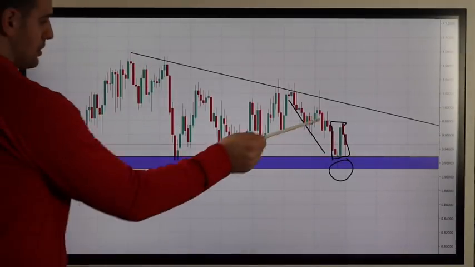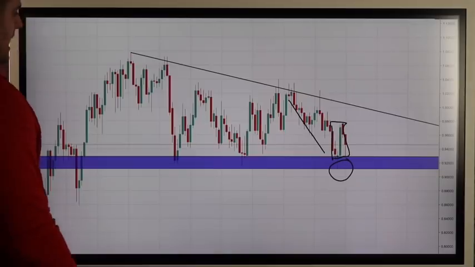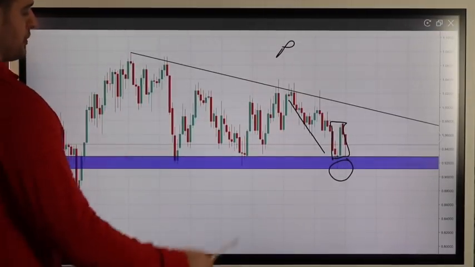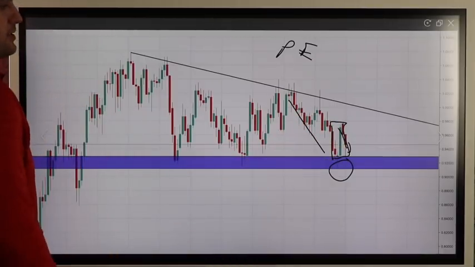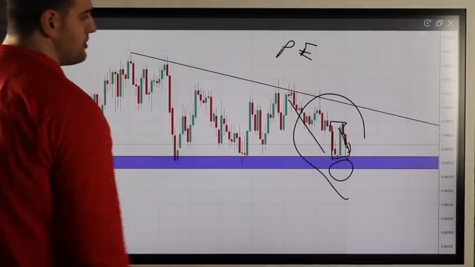But here's the question. Would we enter at the completion of this close? Absolutely not, because that's a push. We only enter at completion of exhaustion, which we can see on the monthly that price already did. So now let's take it down a time frame.